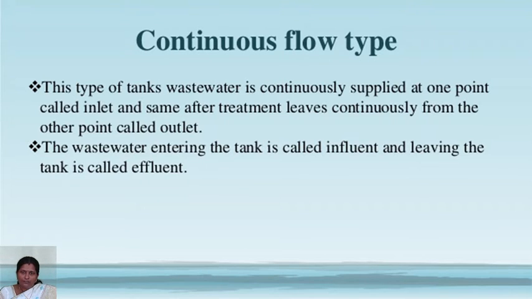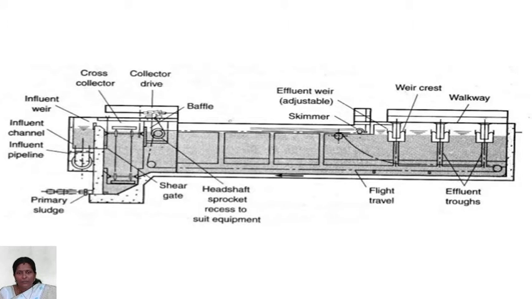Then the continuous flow type, mostly adopted in industrial areas. In this type of tank, wastewater is continuously supplied at one point called the inlet, and after treatment leaves continuously from the other point called the outlet. The wastewater entering the tank is called influent, and that leaving the tank is called effluent. This is the horizontal type settling tank.